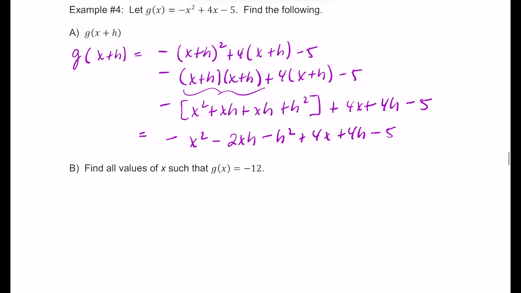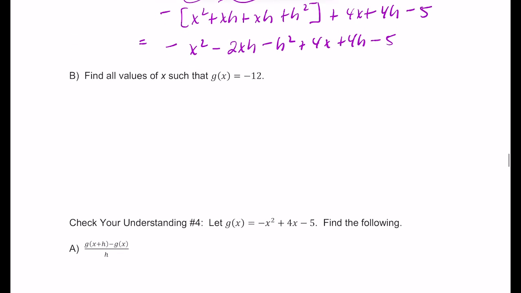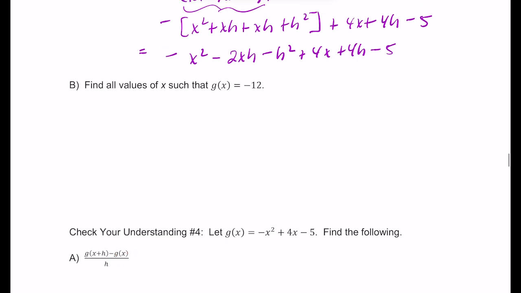Okay, one more problem, and then I'm going to have you all try the last one on your own. And before I forget, in this last problem, there's a typo. Actually, I fixed it in your notes, so never mind, that one's good.